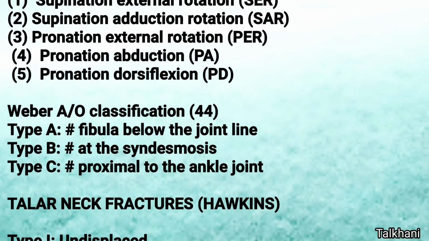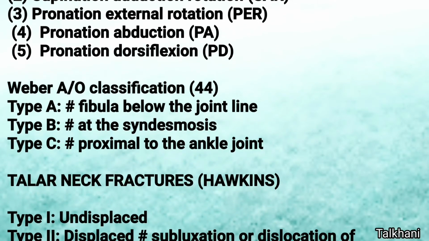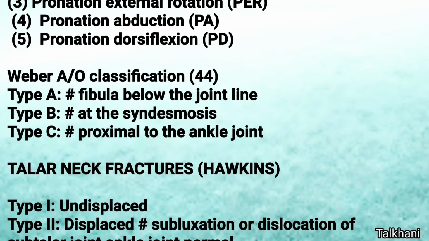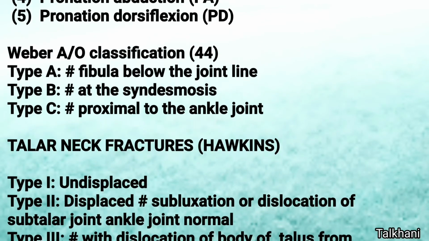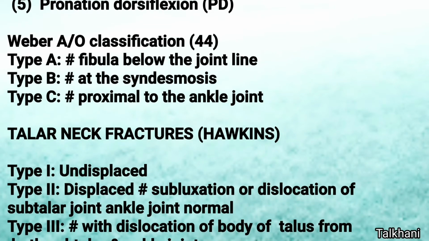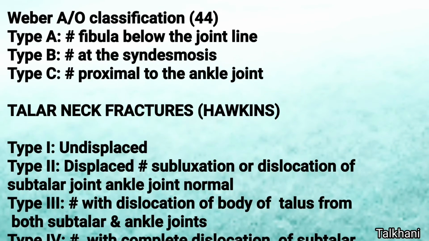Weber AO classification of ankle fractures, number is 44 and types are: type A, fracture of fibula below the joint line; type B, fracture at the syndesmosis; type C, fracture proximal to the ankle joint.